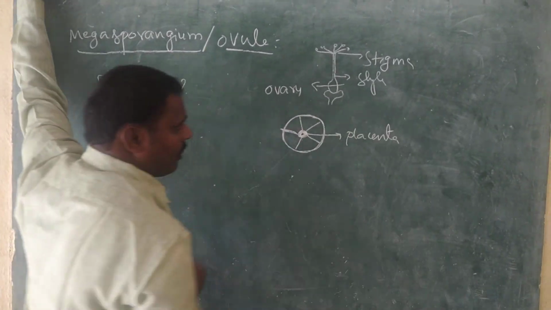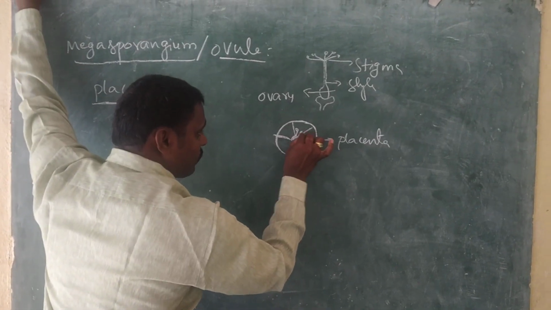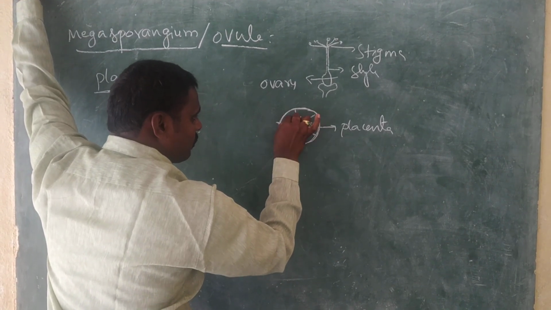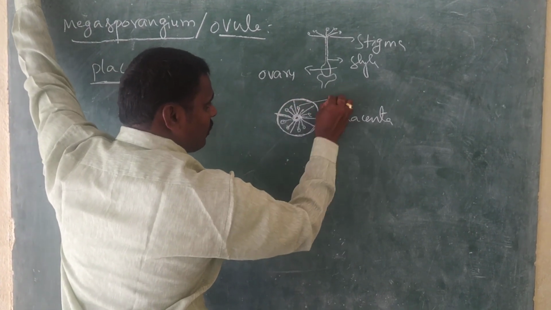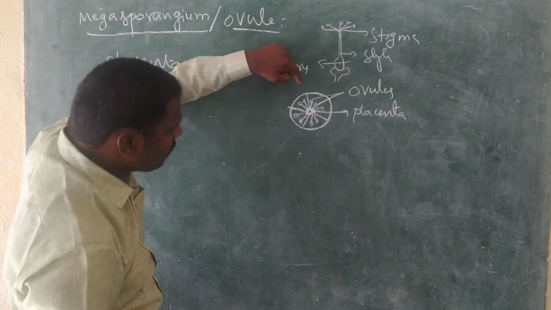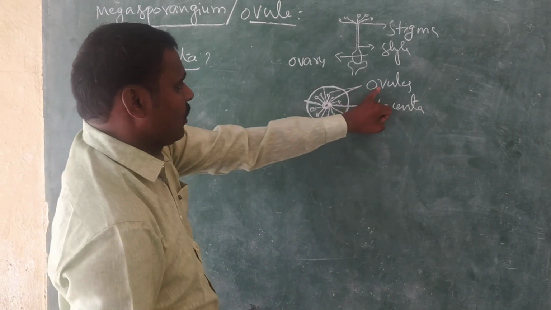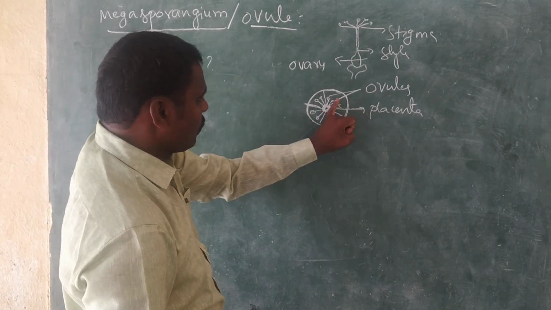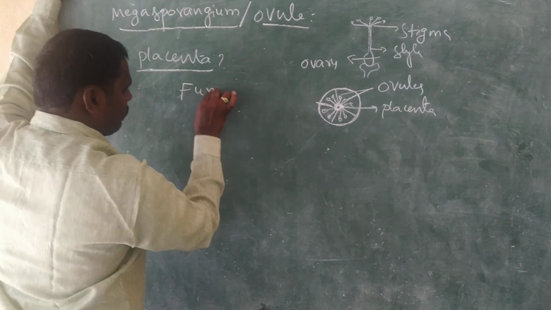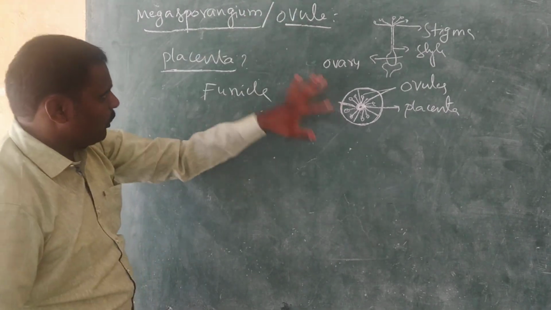This structure is called placenta. From this region, ovules are attached. So these are ovules. But these ovules are attached to placenta by a stalk-like structure, that is called funicle or funiculus. I hope you are clear.